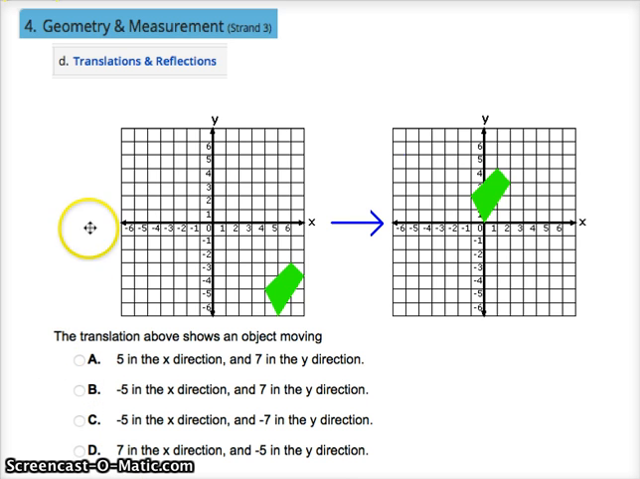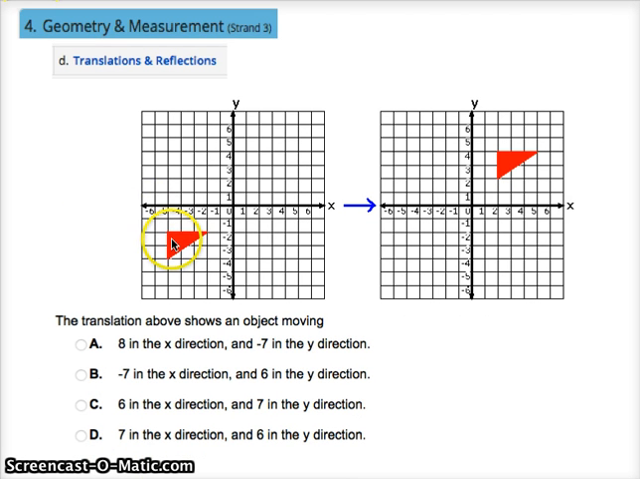Our next example has moving a triangle. This triangle here goes right and up to end up here. So you could pick any of the three dots. I'm just going to pick where the right angle is. Now it starts out at -5 and it ends up at +2. So mathematically it goes to the right 7. So the answer has to be D. It's the only one that makes sense. It goes to the right 7 and then up 6.